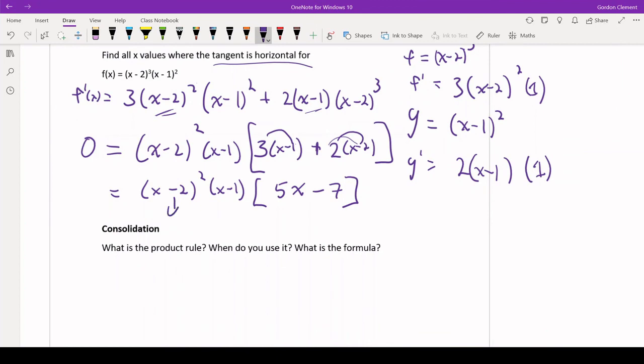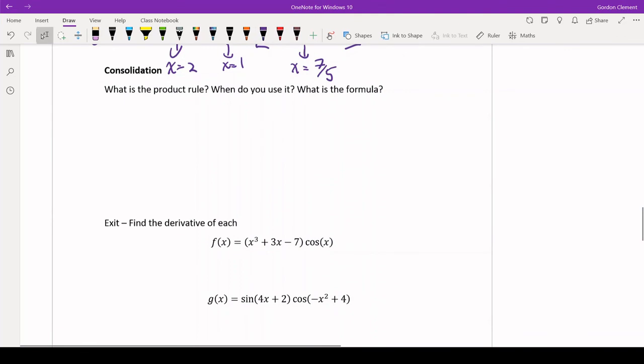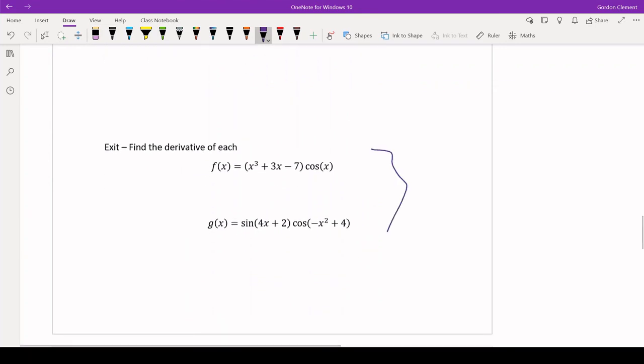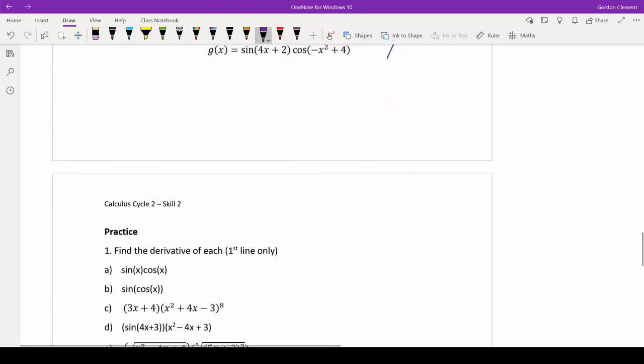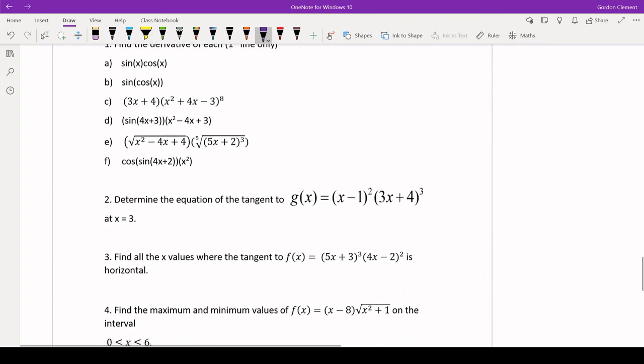So if I haven't messed that up, I can now read off my answers. I get x equals 2, x equals 1, or x equals 7 over 5 as the values where that derivative is 0. So those are the values where the tangent is horizontal. I can put that in a nice concluding sentence if I wanted. So those are my examples. You can summarize in your own words how this rule works, what the formula is, all of that. Take a stab at these exit card questions. We'll take them up when you get to class. And then you can work on this practice in class.